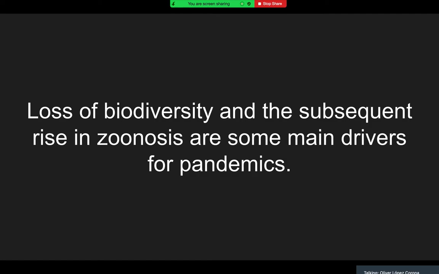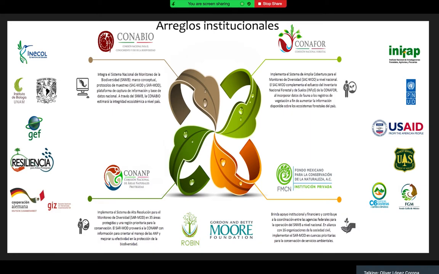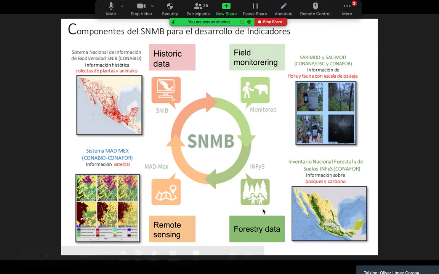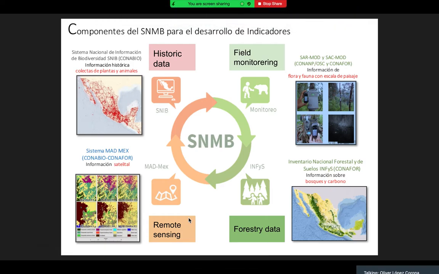In that case, we sure need to understand and measure biodiversity loss. For that purpose, in Mexico, we have constructed an interinstitutional arrangement between government agencies that allowed us to build the national biodiversity monitoring system, the SNMB, in which we collect a lot of historical data, field monitoring, forestry data, and a lot of remote sensing information that we process with cutting-edge machine learning modeling in what we call the MADMEX system.